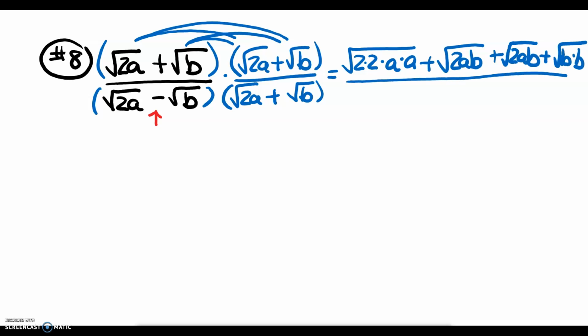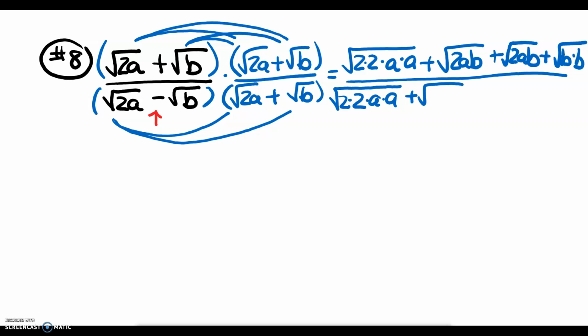Now, what happens when I multiply my denominator? I get radical 2 times A times A. I get plus radical 2AB. Okay, minus radical 2AB. And then I get minus radical B times B. So what do I have all together?